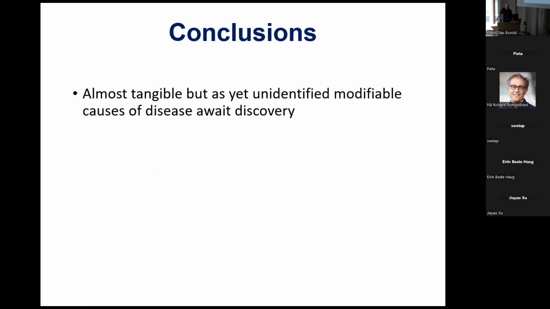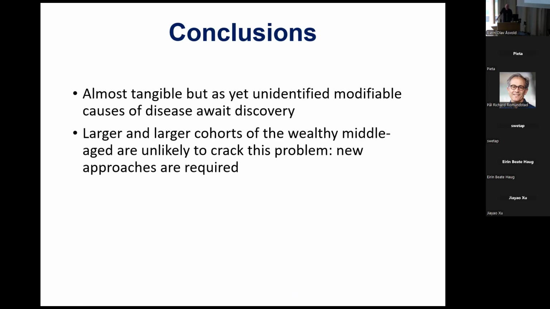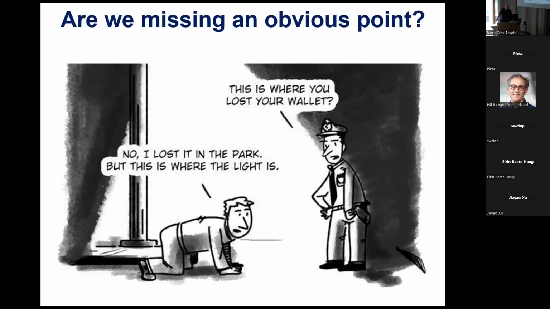So there are almost tangible, but as yet unidentifiable, modifiable causes of disease, waiting for discovery. I won't say you've got to do it in the next 10 to 20 years with all these great methods, but certainly larger and larger cohorts of the wealthy, middle-aged. I'm a participant in UK Biobank, so I'm allowed to say that 5% response rate. I'm unlikely to crack the problem, so epidemiologists should think of other things than just getting very large cohorts.